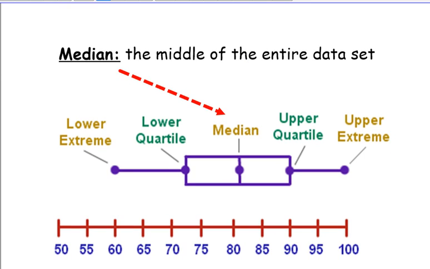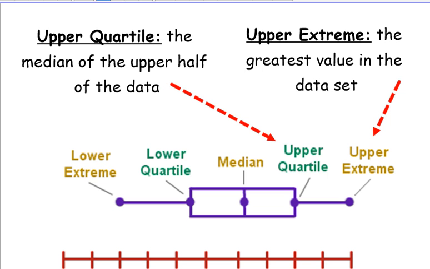All right, then we have the median, and you know how to find the median, and that's going to be the exact same process. The median is the middle of the data. Then we have something called the upper quartile. The upper quartile is the median of the second half of the data. And then last but not least, we have something called the upper extreme, and that's easy peasy. It is the greatest value, meaning it is the biggest number in the data set.